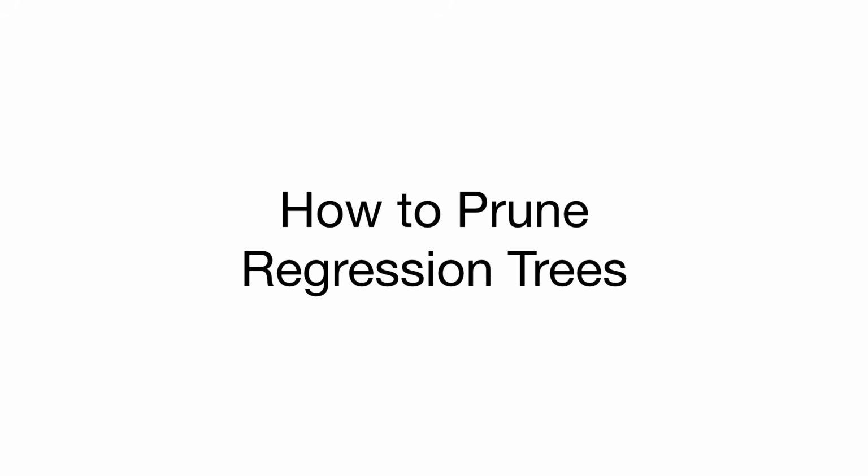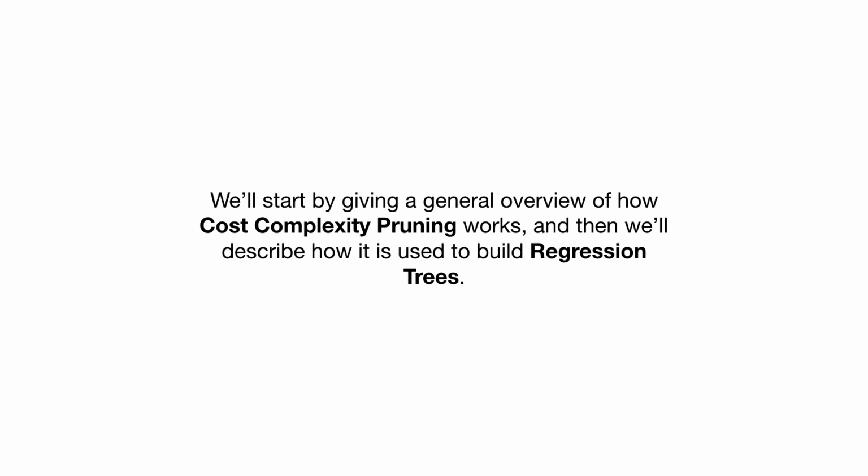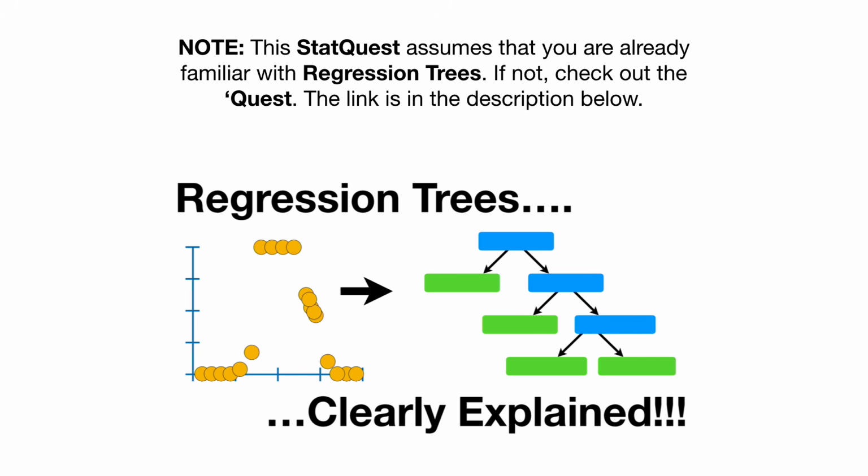Today we're going to talk about how to prune regression trees. There are several methods for pruning regression trees. The one we'll talk about in this quest is called Cost Complexity Pruning, aka Weakest Link Pruning. We'll start by giving a general overview of how cost complexity pruning works, and then we'll describe how it's used to build regression trees.